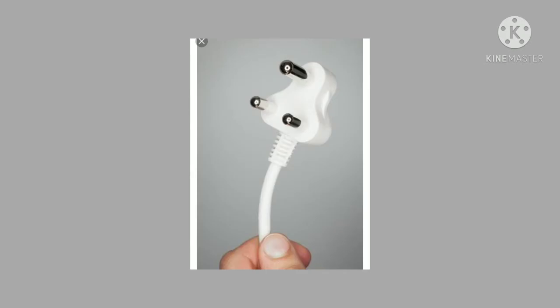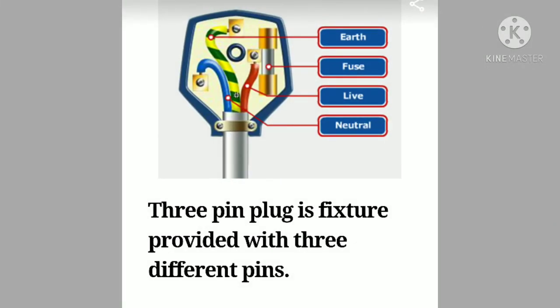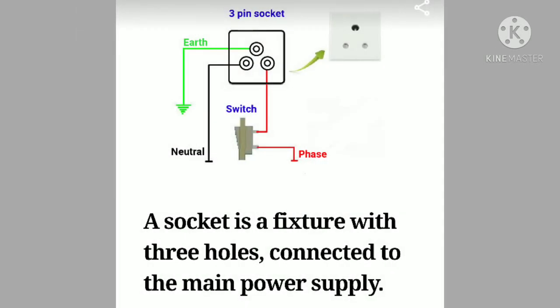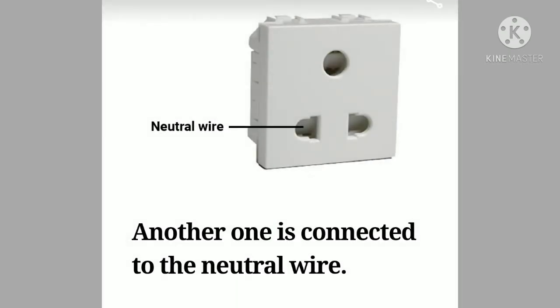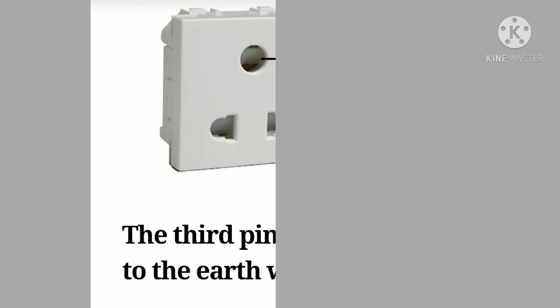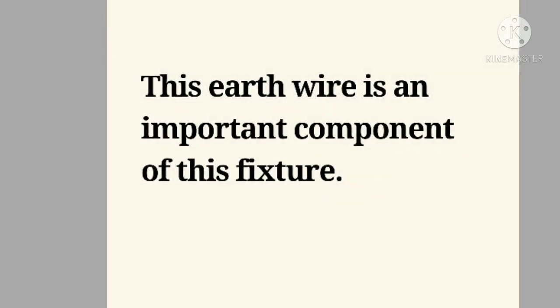Usually, an electric appliance such as a heater or an iron box is fitted with three wires, namely live, neutral and earth. A socket is a fixture with three holes connected to the main power supply. One pin of the socket is connected to the live wire, another pin is connected to the neutral wire and the third pin is connected to the earth wire. The earth wire is an important component of this fixture.